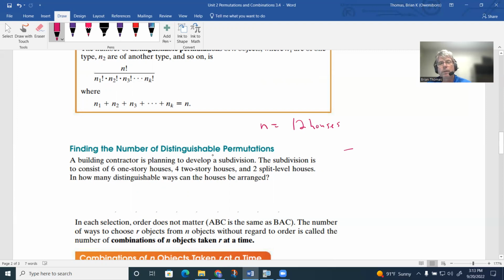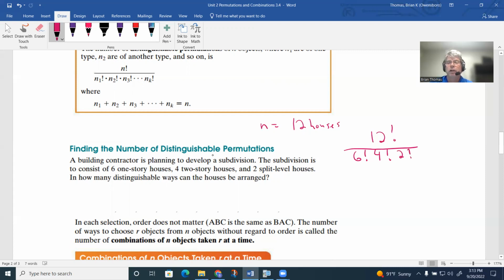So when I do this using the formula, I have 12 factorial on the top. Notice we have 6 one-story houses, so I can put 6 factorial as one of them. 4 two-story houses is just another type of housing, so there are 4 of those, 4 factorial. And then we have 2 of these split-level houses, so I have this 2 factorial.